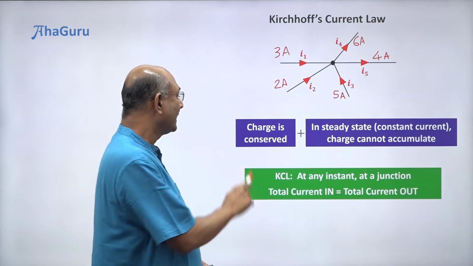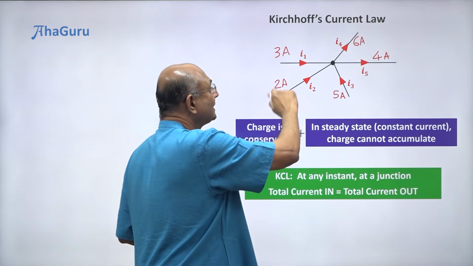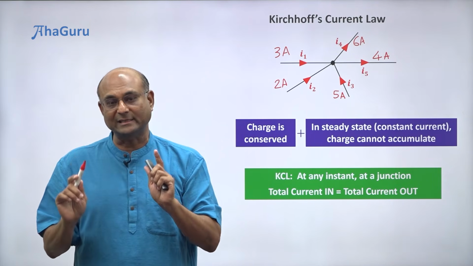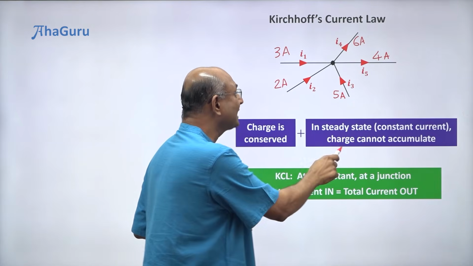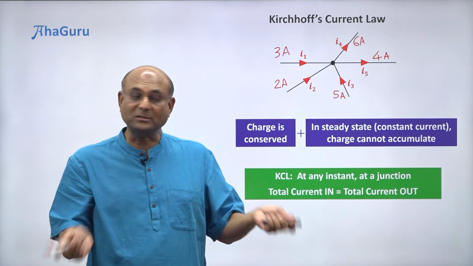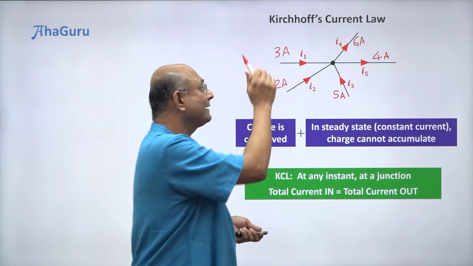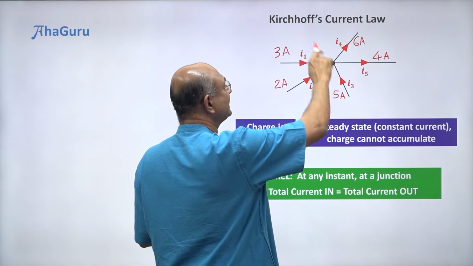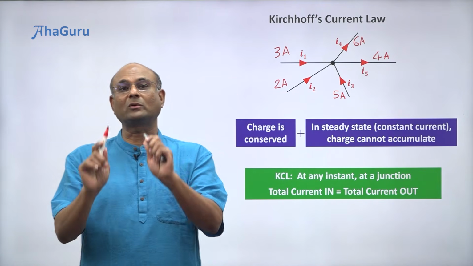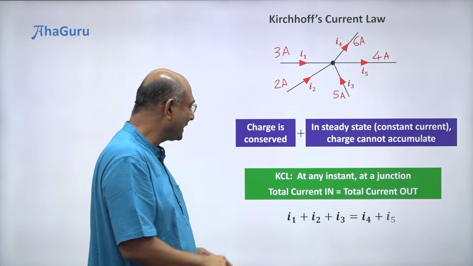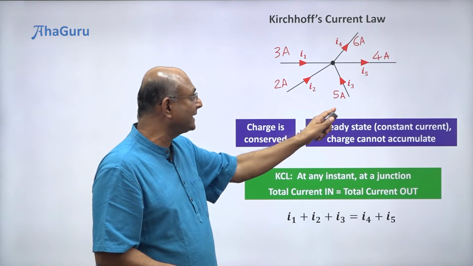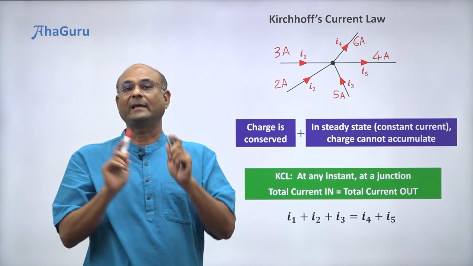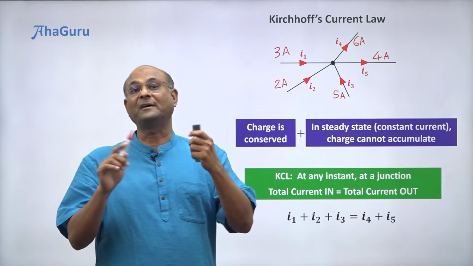So what we can say is that at any instant, the total current entering the junction must be equal to the total current exiting the junction. If that doesn't happen, then charge will start accumulating, which is not possible. Because charge cannot get destroyed, it will start accumulating. So therefore, the total current entering a junction must always be equal to the total current exiting the junction. Now this statement, we can write it this way: I1 plus I2 plus I3 must be equal to I4 plus I5. So this way of stating it is called Kirchhoff's current law first statement.